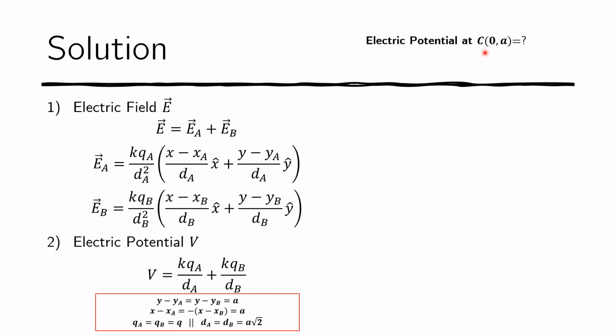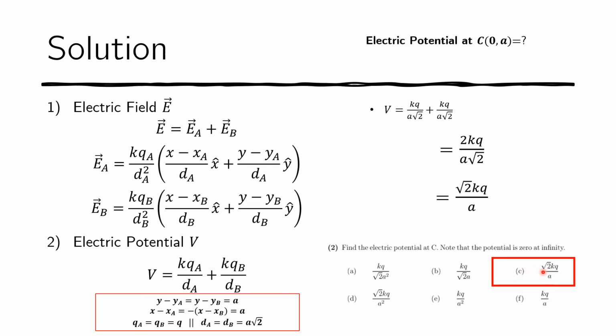Now let's look at the electric potential. And this will be a little bit easier because we already know this relationship here, that the total potential is just the sum of the potential due to a and the potential due to b. And we know that they're the same, and this distance d sub a and d sub b, we also know that they're the same from here, and that they are just equal to a square root of 2. So we replace them with a square root of 2 here. Now we just add them together, we obtain this. It's just twice kq over a square root of 2. And we have 2 divided by square root of 2 is just the square root of 2, and nothing in the denominator. And so this would be the correct answer.